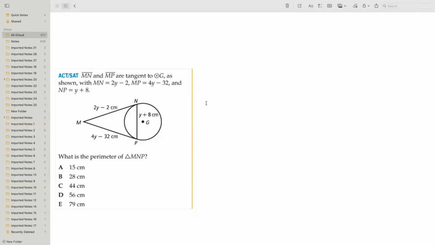MN and MP are tangent to a circle with center G. MN is equal to 2y minus 2. Please, Chetan, you'll have to note down. MN equals 2y minus 2, MP equals 4y minus 32, and NP equals y plus 8. So basically, MN and MP are tangent. NP is a chord on the circle. The chord ends are making the tangents MN and MP. MN is equal to 2y minus 2, MP is equal to 4y minus 32, and NP is equal to y plus 8. What is the perimeter of the triangle MNP?